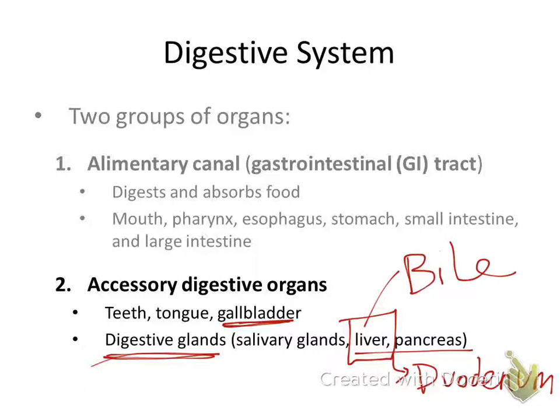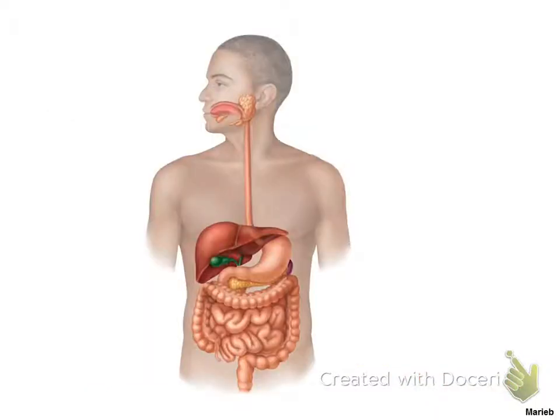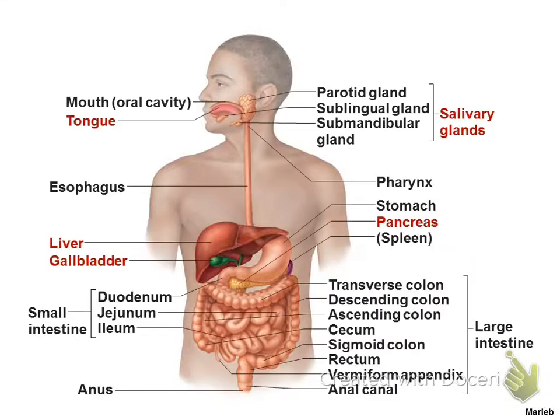Teeth and tongue obviously are going to help us with some physical breakdown of the foodstuff, right? Like when we chew, the teeth are mashing foodstuff up. So if we look back at that figure, we can see a lot of those accessory things listed here as well. Liver and pancreas we'll be talking about more in lab today, since we didn't talk about them in lab last time.